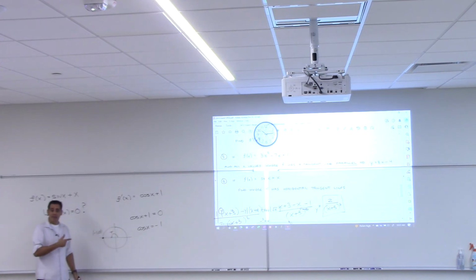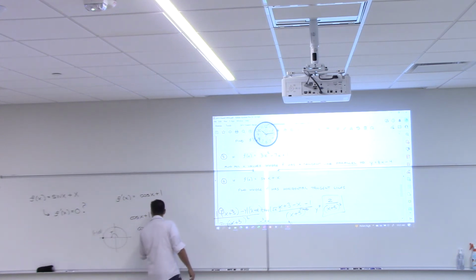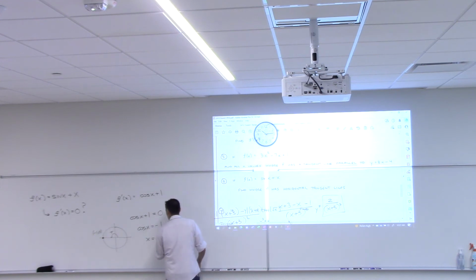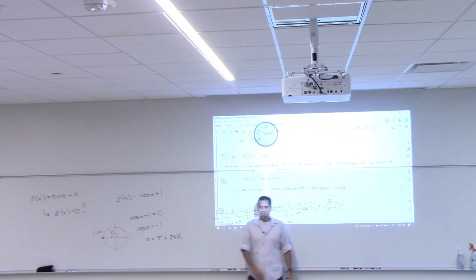However, we could have an infinite number of answers, right? Because we could come back around and be at pi again as well. So the solutions to this are x has to be pi plus any number of full revolutions to get back to that point. So 2 pi is a full revolution, and then we usually use k or n to represent an integer.